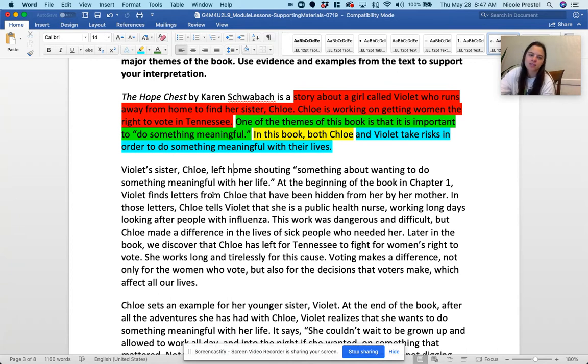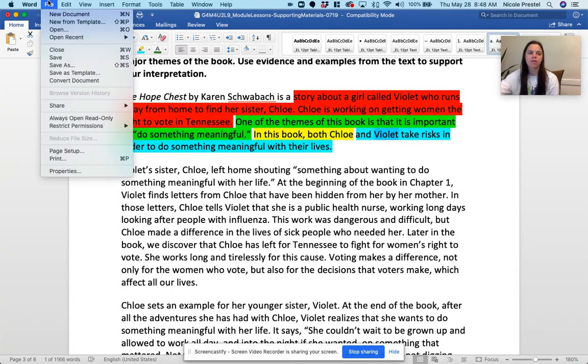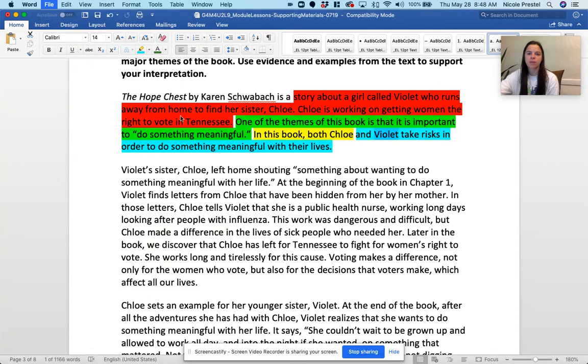Okay, so remember, we have our 2 points up here. We have point 1 and point 2. Point 1 is all about how Chloe does something meaningful, and point 2 is all about how Violet does something meaningful. Okay, so if I go over here, let's do this because this may help you.